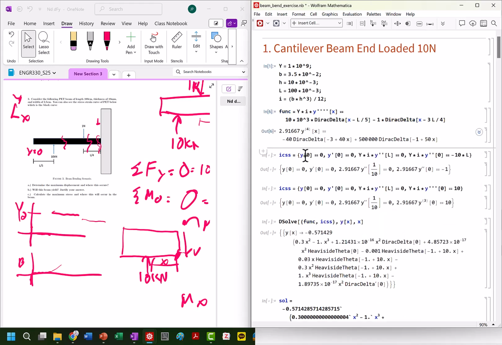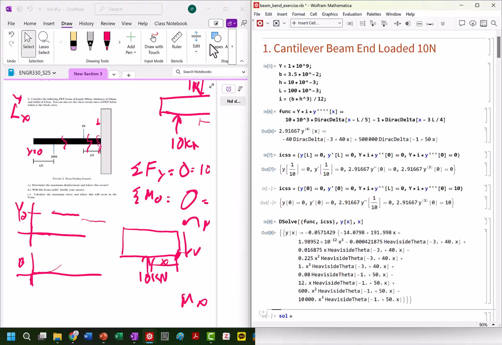My boundary conditions, I'm going to set up as such. My y of L equals 0. My y prime of L equals 0. My y double prime at 0 equals 0. And I can say that initially, at this position here, there will be no shear force. So that's one boundary condition that I can specify. And we're going to test this with multiple boundary conditions here. So we can now solve that differential equation.